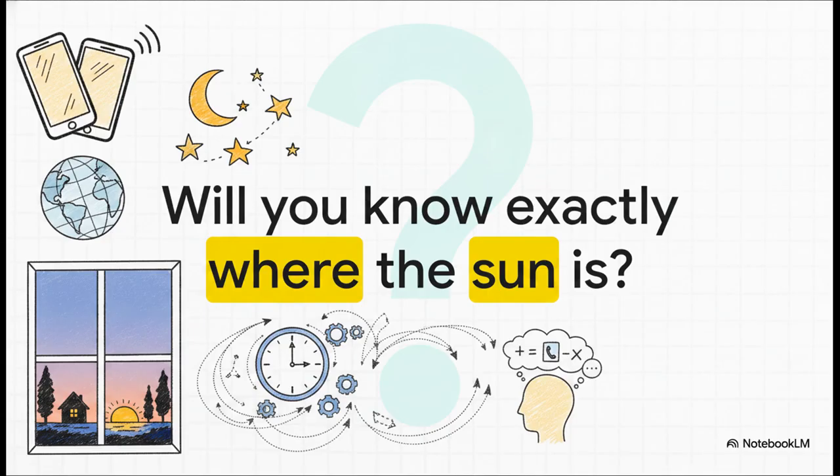So next time your phone alerts you, take a quick moment to look out the window, look at the shadows, look at the twilight, and ask yourself, do you know exactly where the sun is?